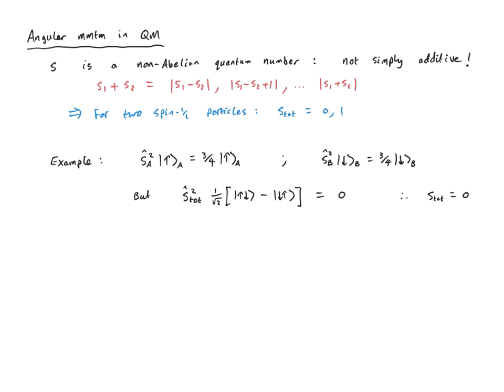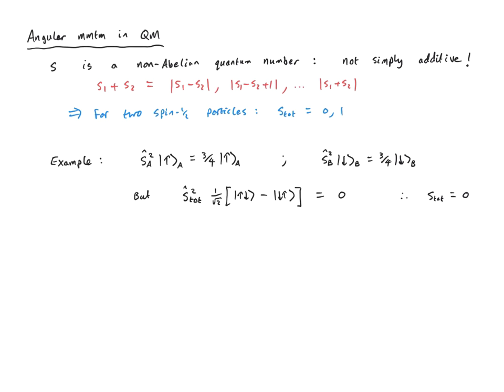So, for example, if I take an up spin on site A and apply to it the S_A^2 operator, then I get 3/4 times the state back again. This state is an eigenstate of the S_A^2 operator with an eigenvalue of 3/4. That's because we have a spin-half particle, and the eigenvalue is S(S+1), giving 3/4. Likewise, for a down spin on B, if I apply S_B^2, I get 3/4 times the state back again. It's the same eigenvalue because the particle has the same spin independently of the spin projection.